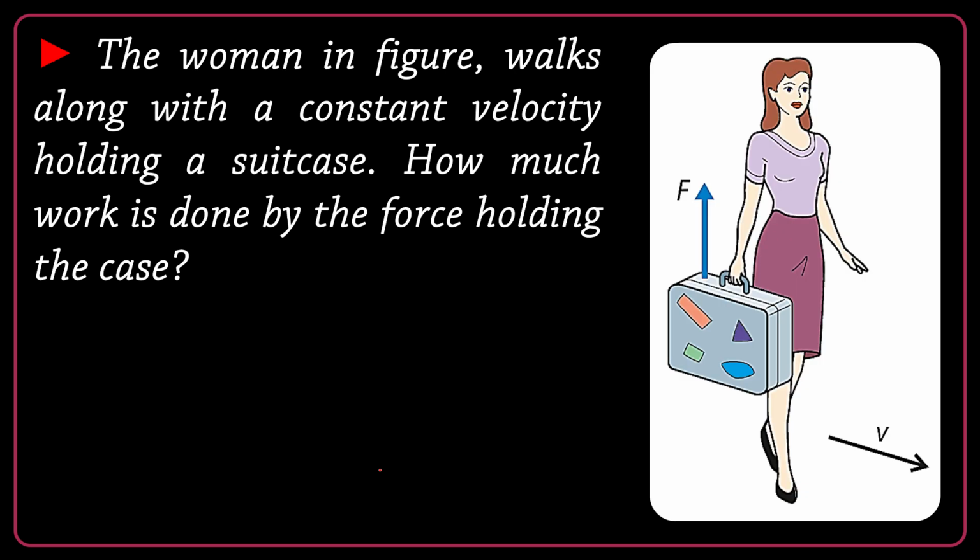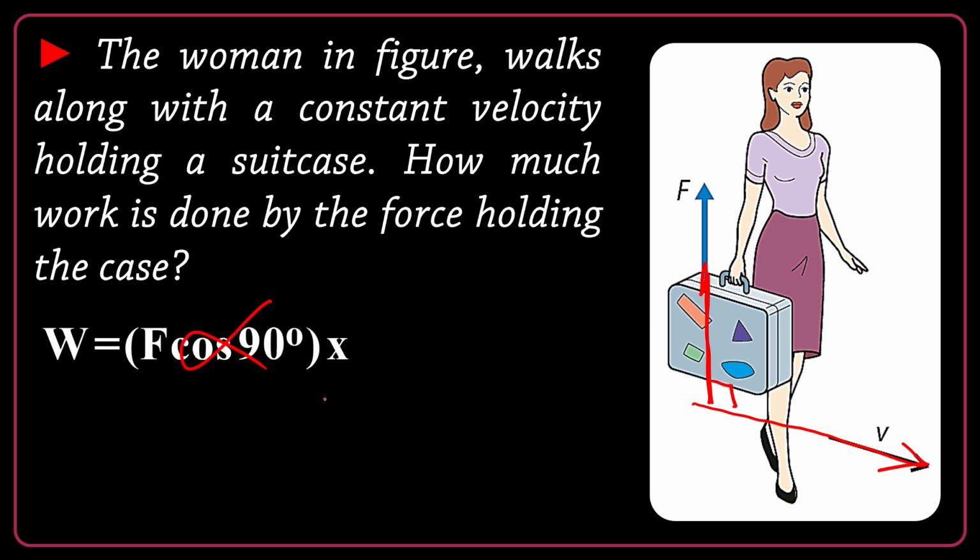The woman in the figure walks along with a constant velocity holding a suitcase. How much work is done by the force holding the case? Here, as you see, the direction of motion is horizontal and the force is vertical. So they make an angle of 90 degrees. Cosine of 90 is 0. So the answer is 0. Keep in mind, when the force is perpendicular to the direction of motion, there is no work done.